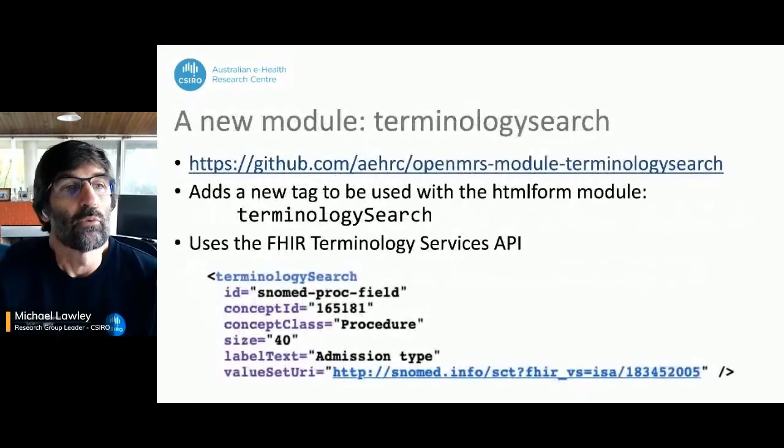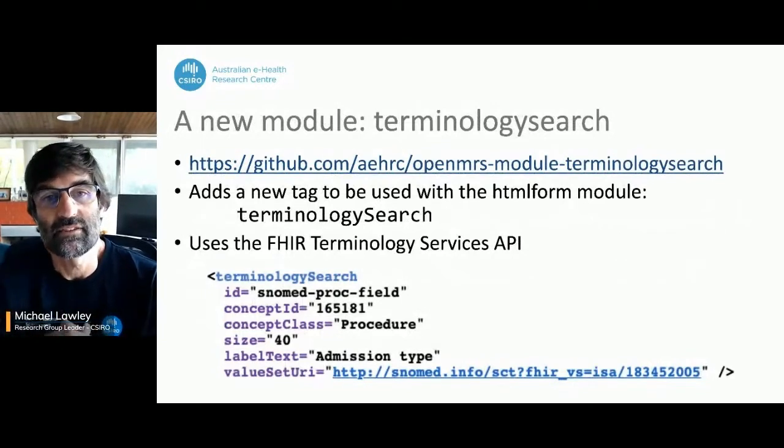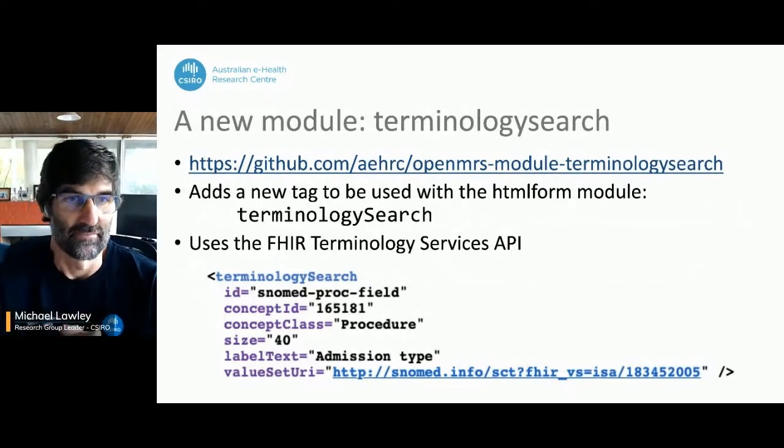So what we did was we built this new module called Terminology Search. It's open source, available in GitHub. You can see the URL there. And this adds one new tag to the HTML form module, or for use with the HTML form module. And you can see an example of it here on the screen. It uses the FHIR Terminology Services API. So really what we're leveraging is that runtime capability of that API.